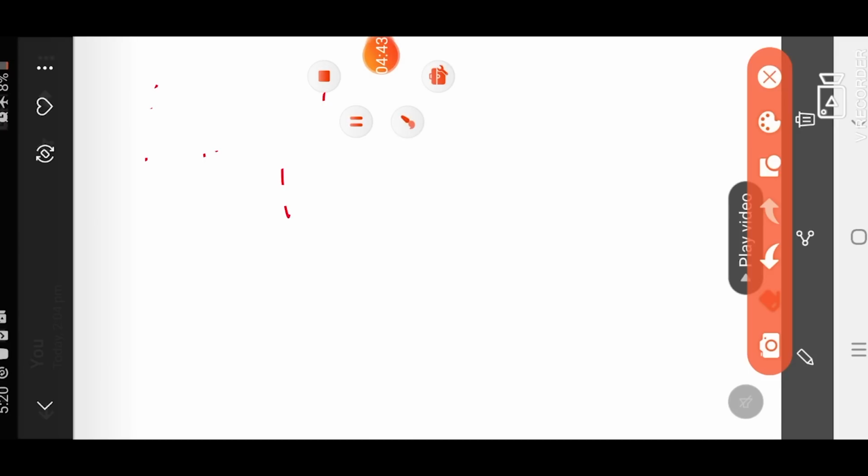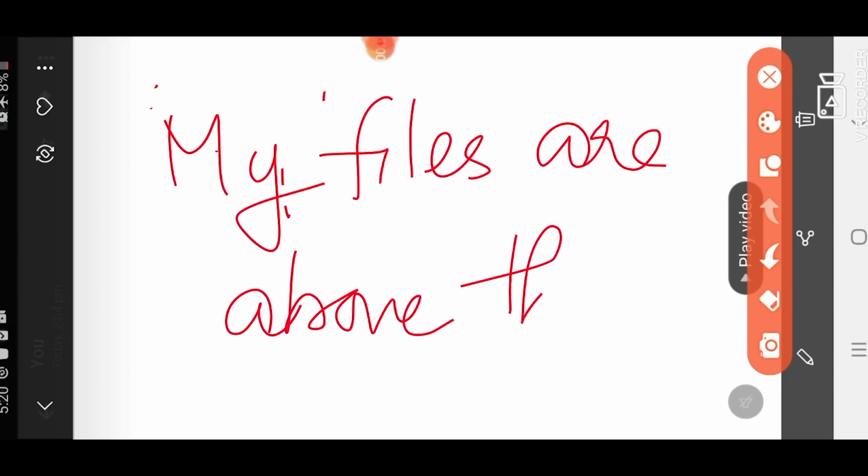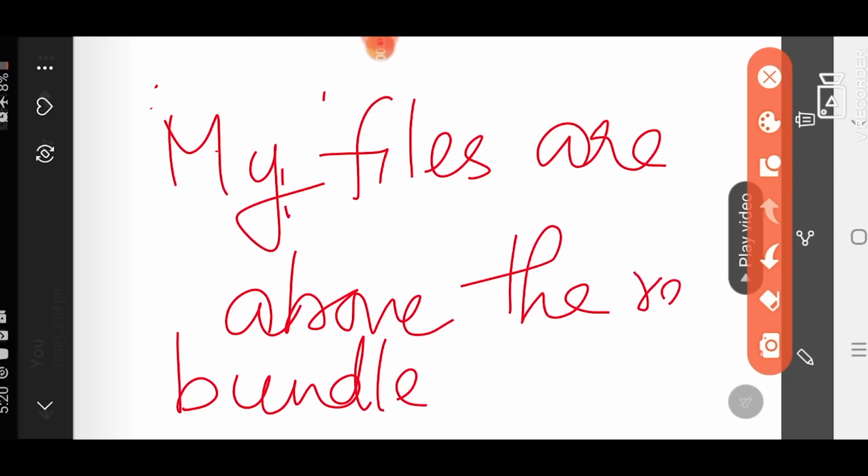My files are above the red bundle. My files are above the red bundle. Here I use the preposition above. Now this above is the linking word used to link the files and the bundle.